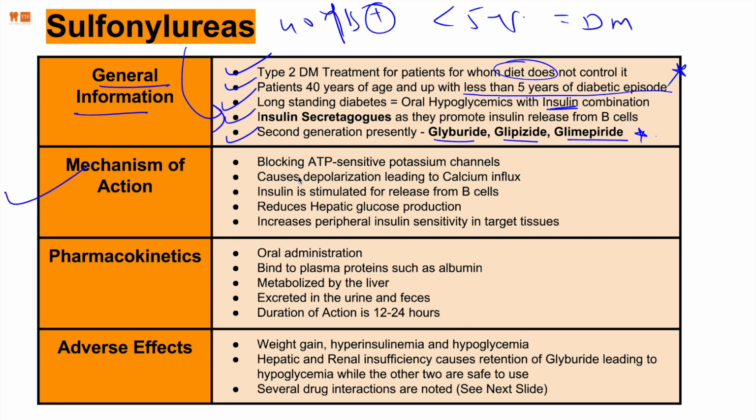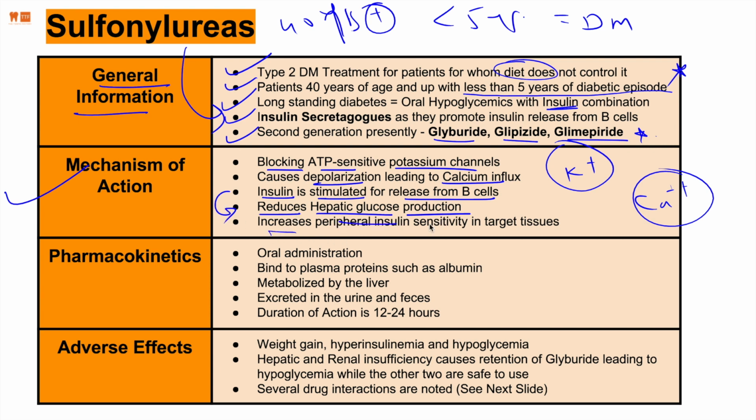Mechanism of action: it blocks the ATP-sensitive potassium channels. Once that's done, it causes depolarization, leading calcium to come in. When calcium comes in, insulin is stimulated to be released by exocytosis, and it reduces hepatic glucose production. Right? Insulin goes out and says, stop glucose production, please. And it increases peripheral insulin sensitivity in target tissue as well. A little bit, but it's still there.